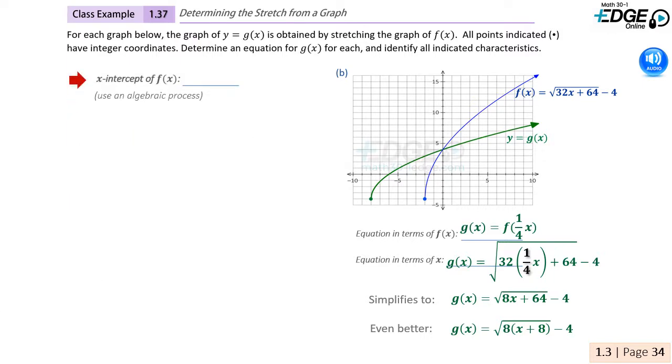Finally, we're asked to determine the x-intercept of f of x. Now, f of x was the equation we were given, so we don't have to work with our transform function here. Let's go ahead and take that f of x equals square root of 32x plus 64 minus 4 and replace y with 0. We replace y with 0 because an x-intercept always lies on the x-axis where the height is 0.